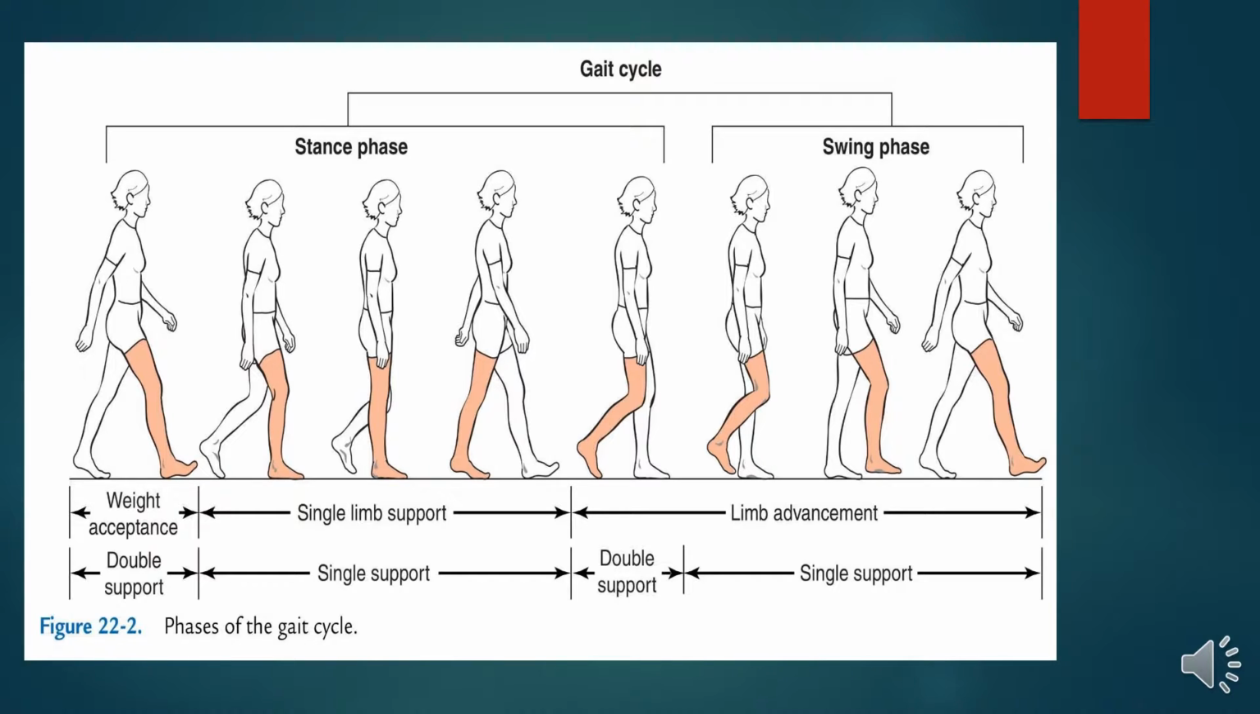So these are the phases of the gait cycle. It starts from weight acceptance and double support to single limb support to again double support and then single limb support. So the gait cycle can be divided into two phases: the stance phase when the foot is on the ground and the swing phase when the foot is in the air.